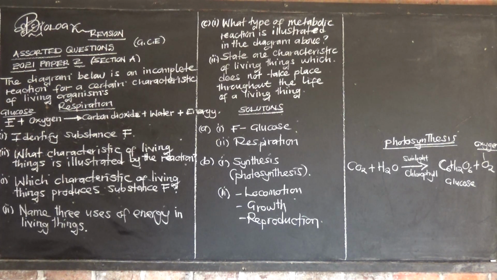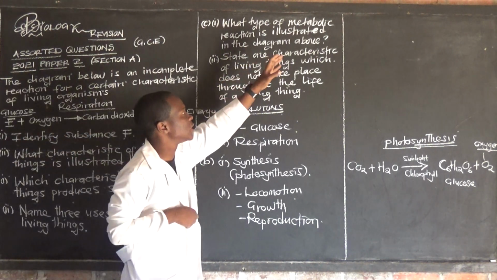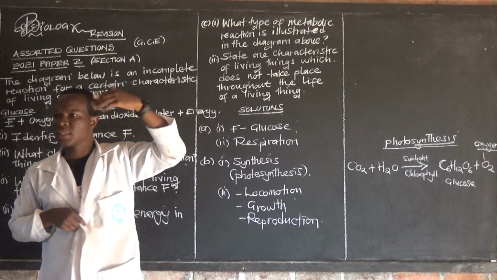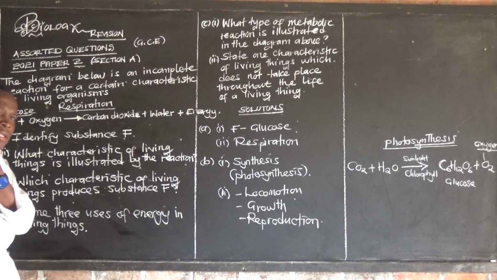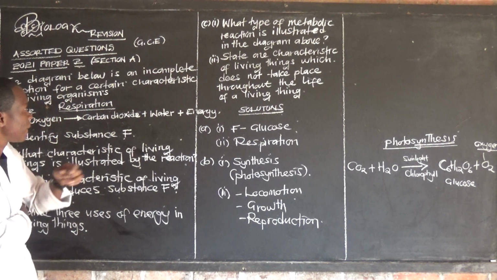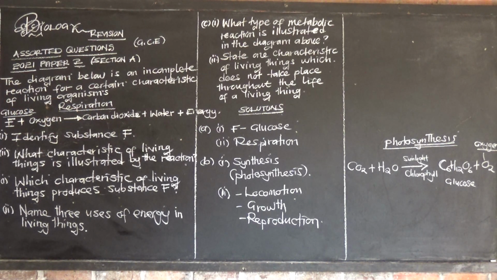Then question C, Roman numeral 1. What type of metabolic reaction is illustrated in this chemical equation? Before I proceed, what is metabolism? The word metabolic comes from the word metabolism. In grade 10 we learned about metabolism. What is metabolism? Steve: It is the total sum of chemical reactions taking place in a living organism.